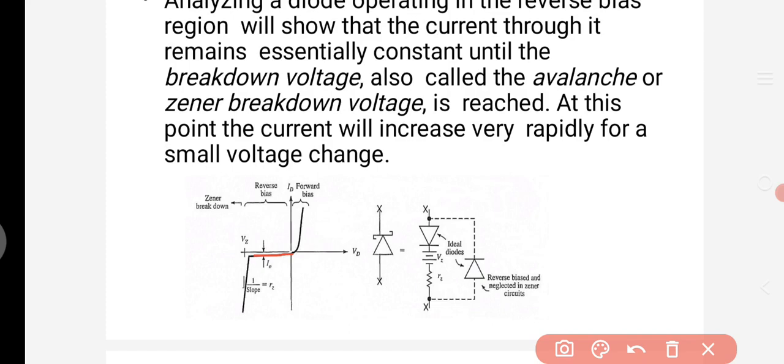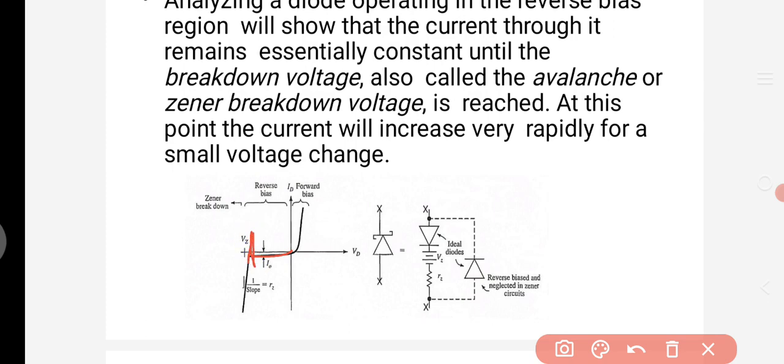Up to the breakdown voltage, the current stays almost constant. Once it reaches the breakdown voltage, a small variation in voltage causes a large change in current. This region, from I minimum to I maximum, is the breakdown region, and it is used as a voltage regulator.